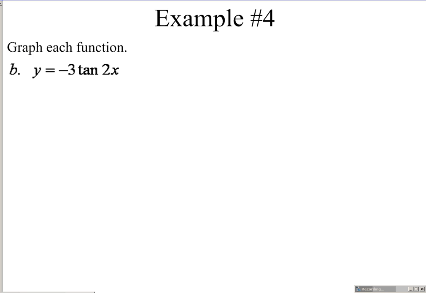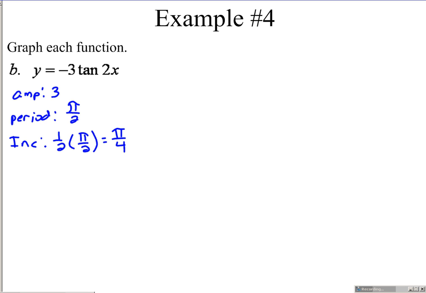Letter B. Y equals -3 tangent of 2x. Start by listing all the information you need to. Amplitude is 3. Period, pi over the lead coefficient, which is just pi over 2. Increment, half of the period, which is pi over 4. Phase shift, there is none, so x equals 0. And center line shift is y equals 0.